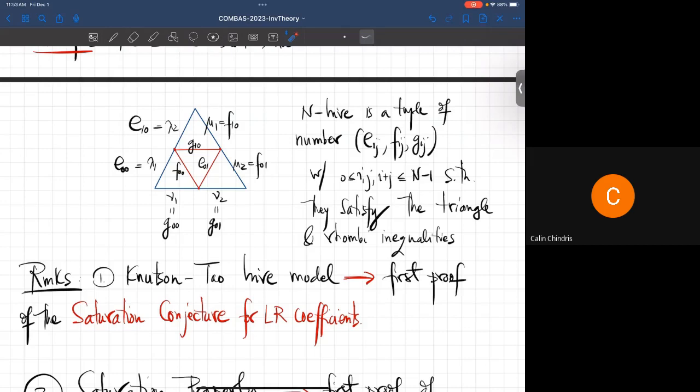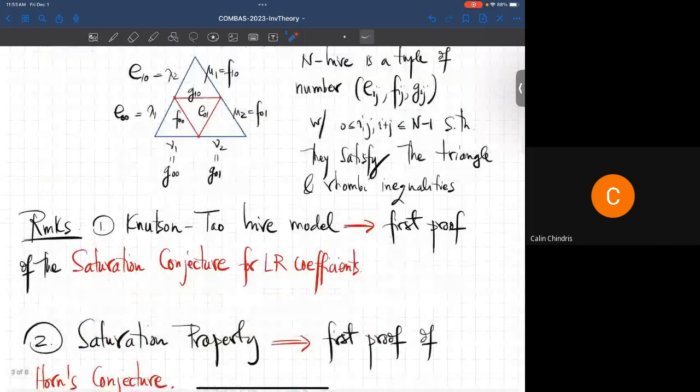Yeah. And so let me explain the relevance of this result. In fact, the motivation for both Alan Knudsen and Terry Tao had to do with what's known as the Horn conjecture on the possible eigenvalues of a sum of 2 Hermitian matrices. And it turns out that this hive model, this combinatorial description of the LR coefficients, led to the first proof of what's known as the saturation conjecture for the LR coefficients.